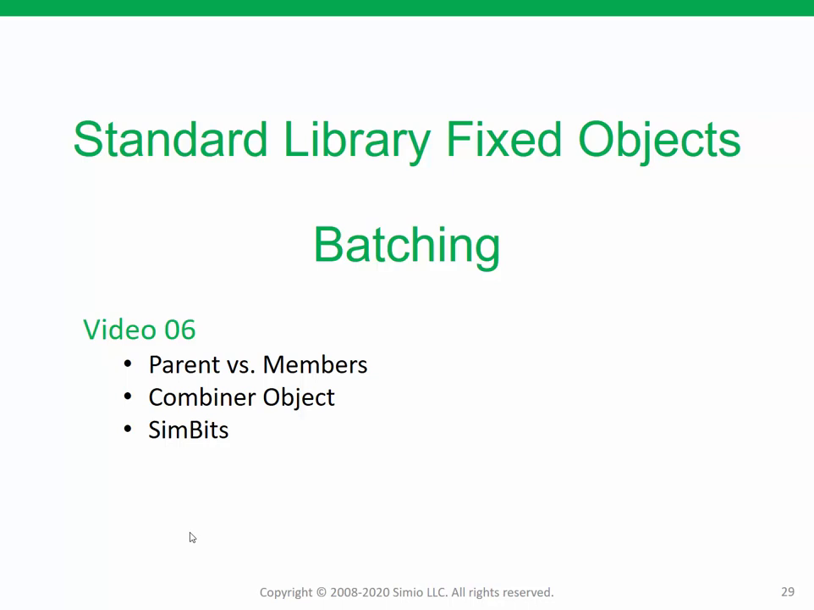This is video 6 in the standard library fixed objects module, and in this video we'll talk about entity batching. In particular, we'll talk about the difference between parent entities and member entities. We'll demonstrate the use of the combiner object from the standard library, and then we'll go over two symbits that incorporate combiner objects into models.